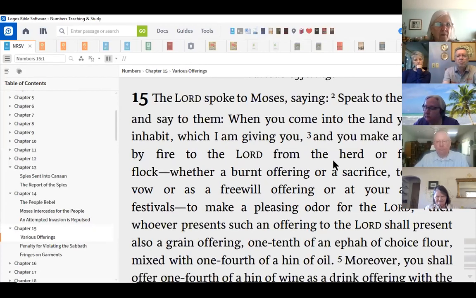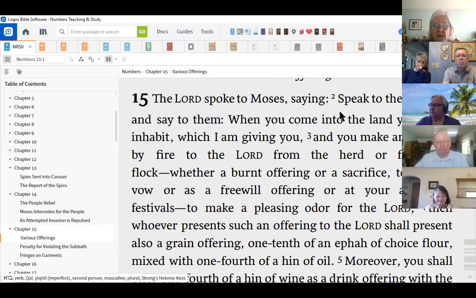That would be great. So notice they are in the wilderness. And this says, when you come into the land in which you inhabit, in which I'm giving you, you make an offering by fire. And then it gives all these offerings. They don't have any of this stuff right now. They might have some oil, but they don't have flour and they don't have lambs.